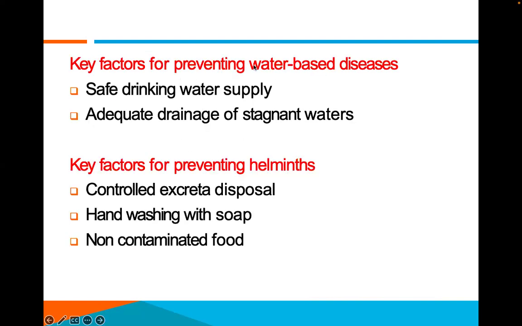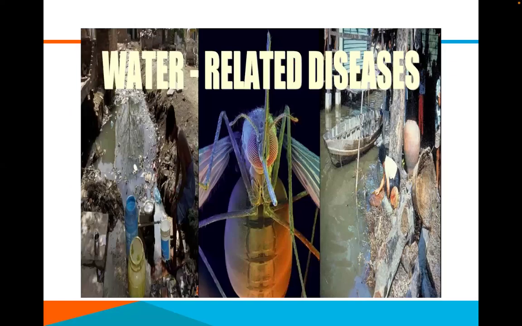Key factors for preventing water-based diseases are, like I said, a safe drinking water supply and adequate drainage of stagnant waters. Key factors for preventing them also include control of excreta disposal, hand washing with soap, and avoiding contaminated food consumption. Let's look at water-related diseases, which is the last of the three.